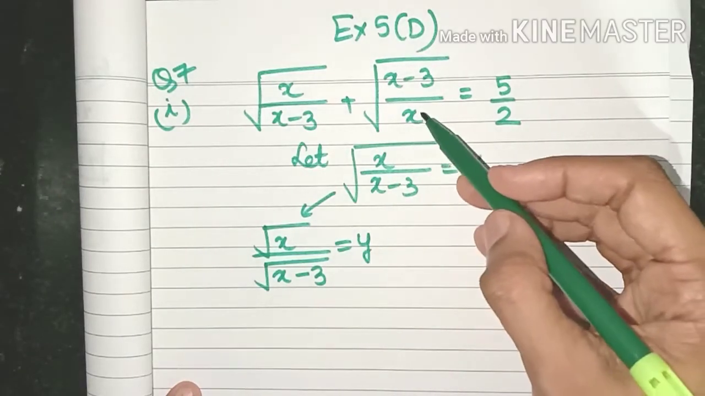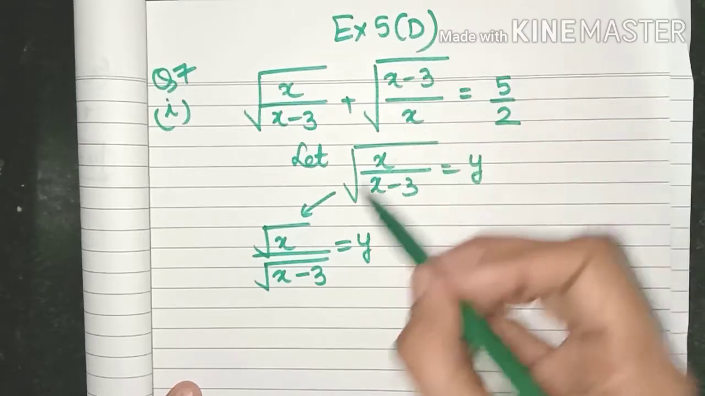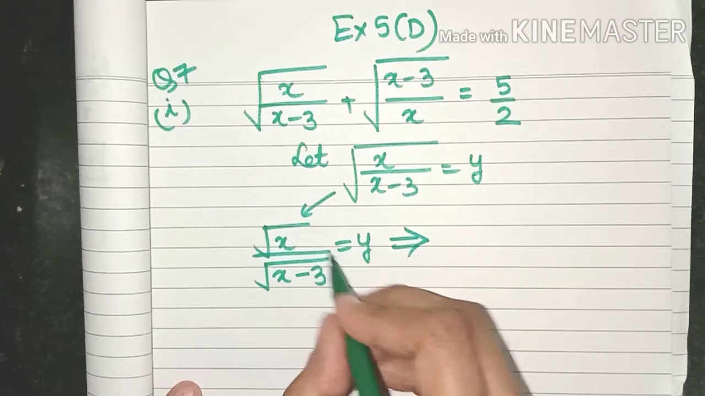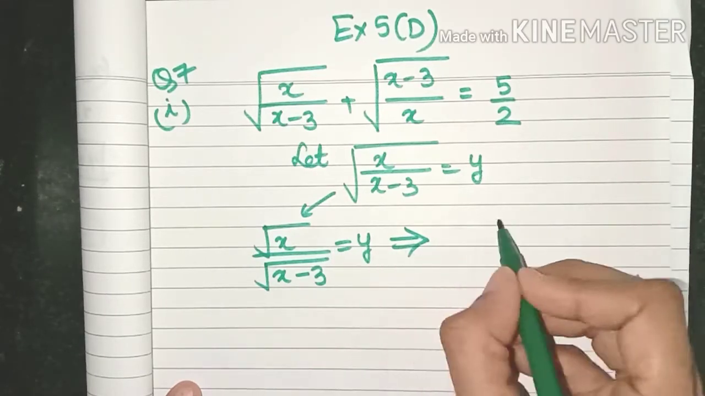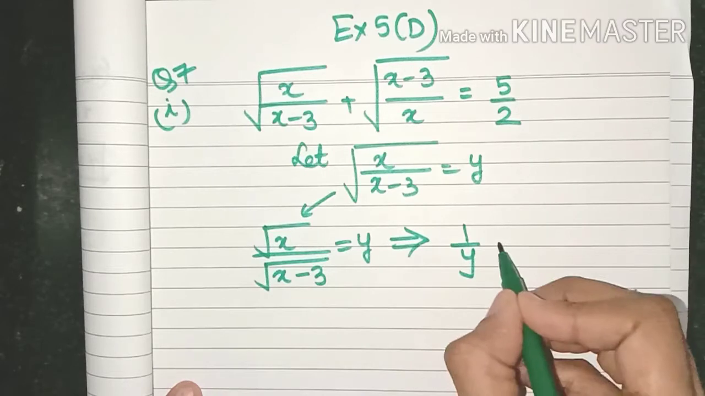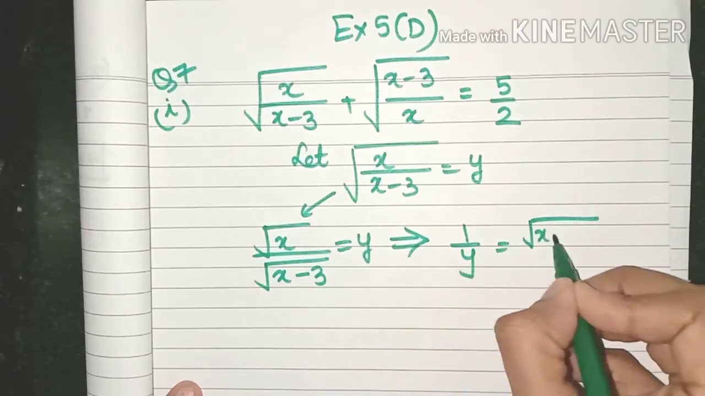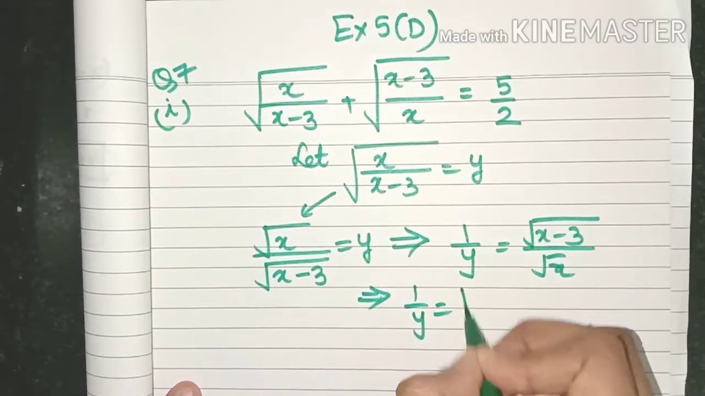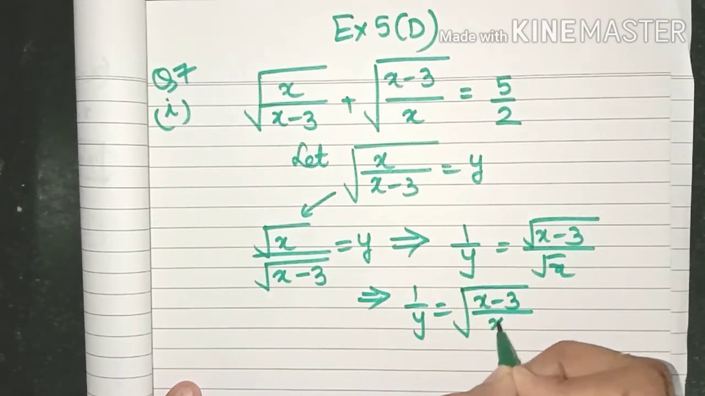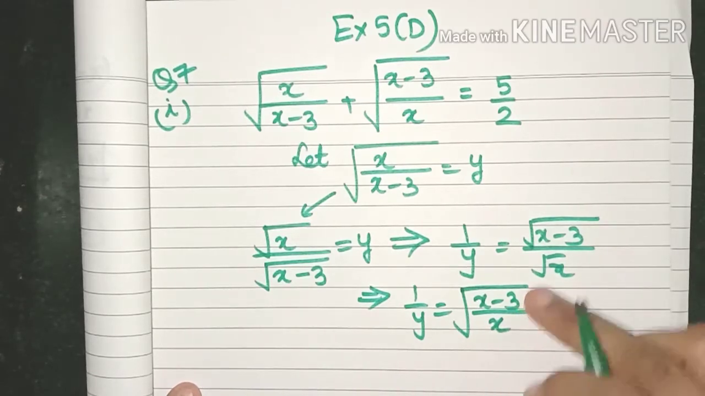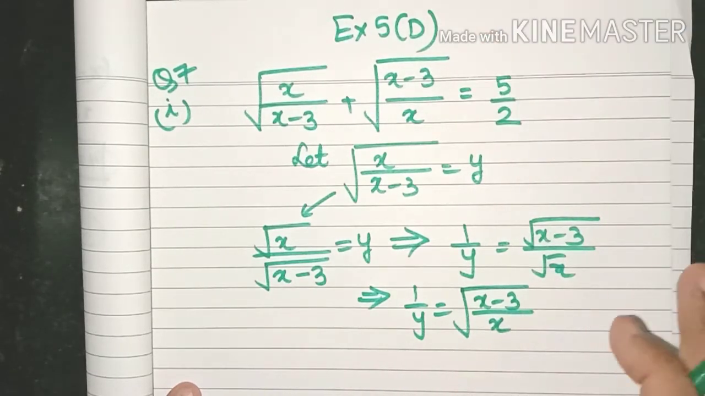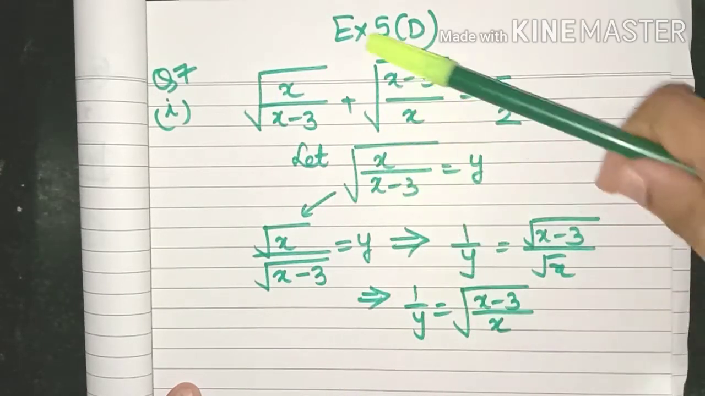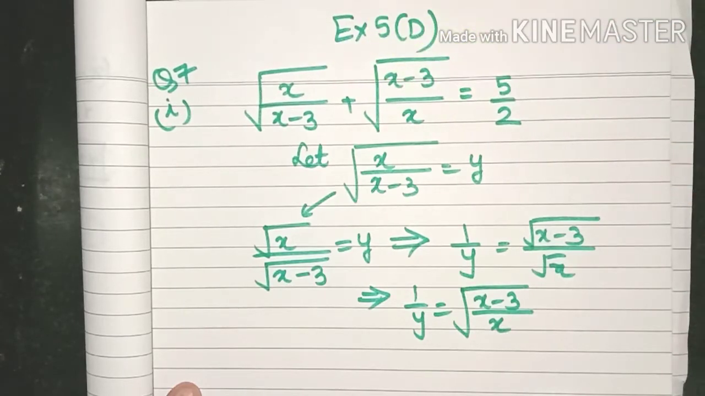Now somehow I have to get this other term using this term, which is very easy. You just do cross multiplication. So you will get 1 upon y, this comes down, is equal to, this goes up. Which means 1 upon y is nothing but square root of x minus 3 upon x, which is your second term. So we have been able to express both these terms in terms of y. One term is y, the other term is 1 upon y.